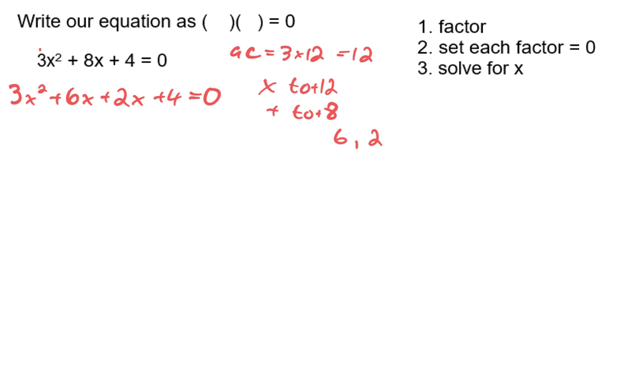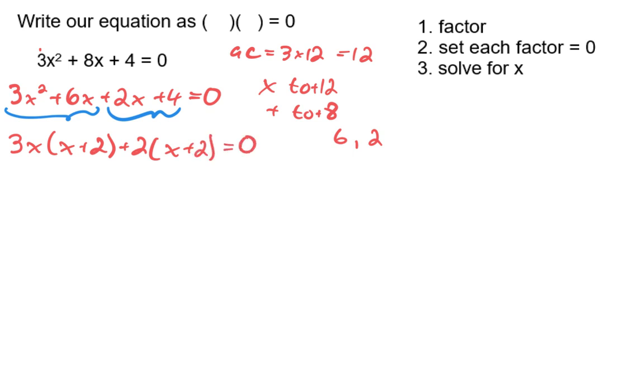And then we are going to factor by grouping. We're going to group these two terms together and these two terms together, and look for something that's common. For our first two terms, we have a 3 that is common, and the x is common. So let's factor out that 3x, and we're left with x plus 2. 6 divided by 3 is 2. And for our second two terms, 2 is going to be common. So we'll factor out a 2, and we're left with x plus 2, and this is still equal to 0.